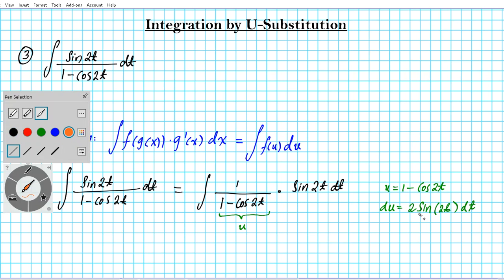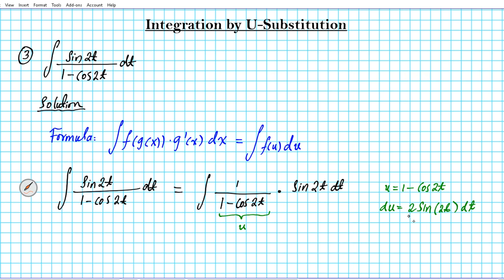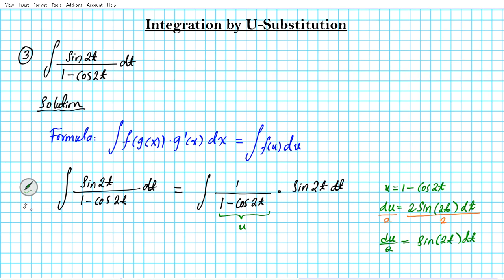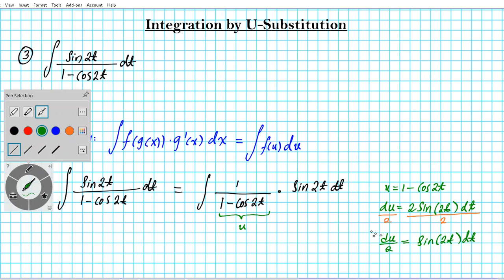So what are we going to do? We need to address this coefficient here, since the derivative of g in the integral doesn't have a coefficient. So we're going to divide both sides by 2 to fix that problem. We now have du over 2 is equal to sine 2t dt. Ladies and gentlemen, we have a perfect match. Check this out. Sine 2t dt matches perfectly with what we have right here, and that tells us that this is du over 2.